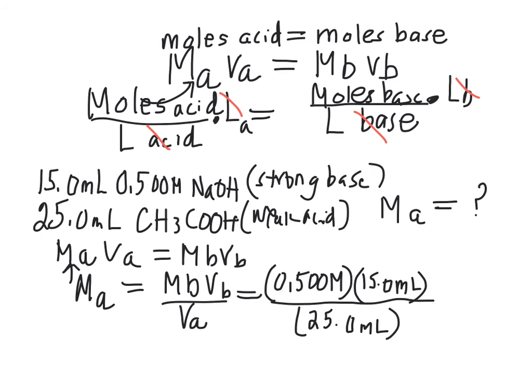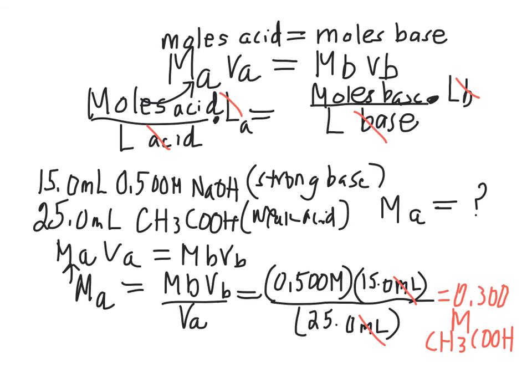So if you look at this, these volume units will cancel, and the molarity, or the concentration of the acid, will come out to be 0.300 molar CH3COOH, acetic acid. So that's basically how you do a titration calculation.